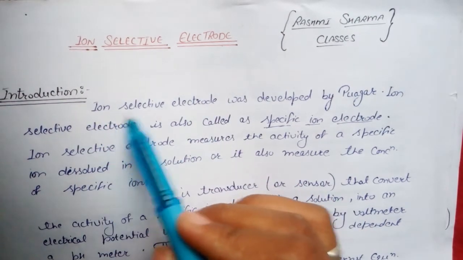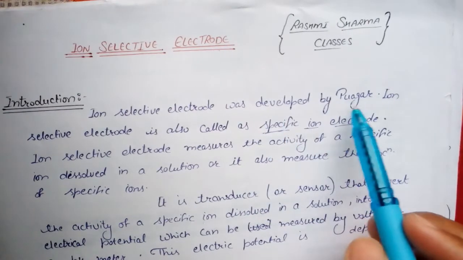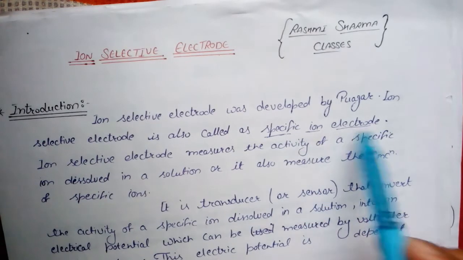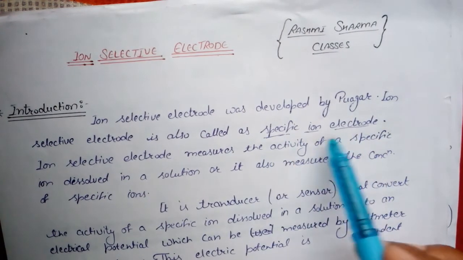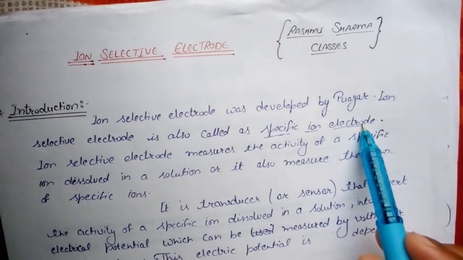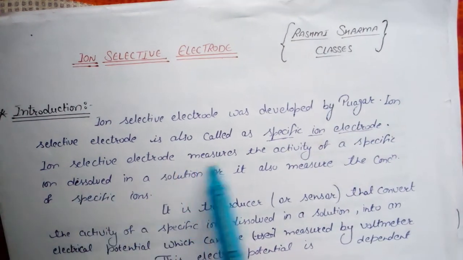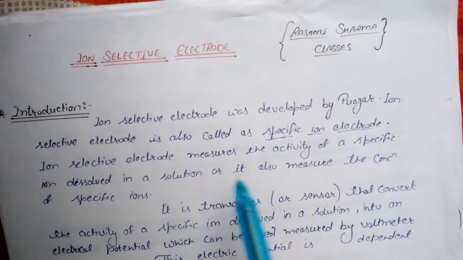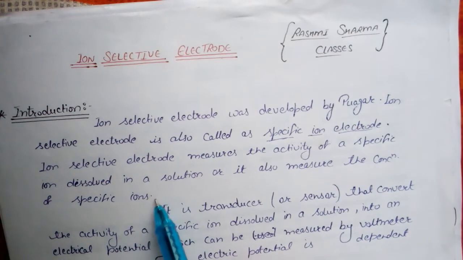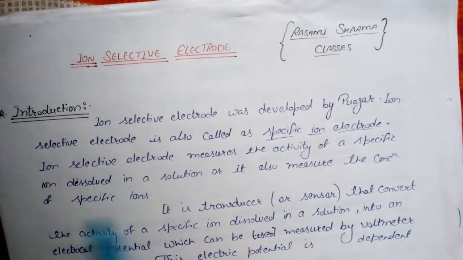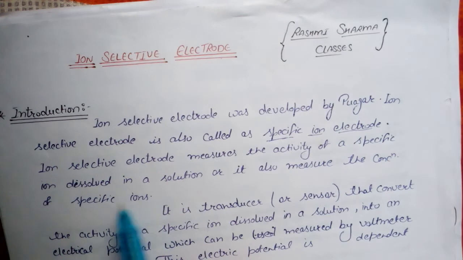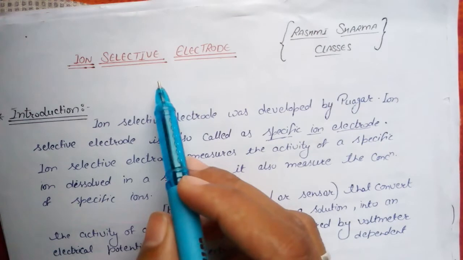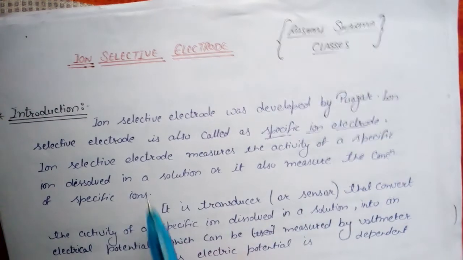Introduction: the ion selective electrode was developed by Pungor. Ion selective electrode is also called specific ion electrode. So you have to remember that it is also called specific ion electrode. Ion selective electrode measures the activity of a specific ion dissolved in a solution, or it also measures the concentration of a specific ion. It is clear from here that it measures only the specific ion, so it is called a selective electrode, just because of specific ions.